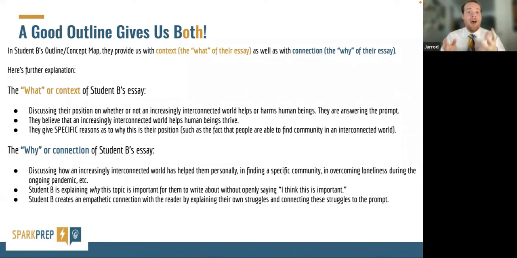Now, on top of that, another layer of their essay will be the why, or the connection of their essay. This is when the student discusses how this interconnected world helps them personally in finding a specific community, in overcoming loneliness during the ongoing pandemic, etc. Student B also explains why this topic is important for them to write about without openly saying, "I think it is important." You want your words to do the talking, but you don't have to necessarily be so overt that you say, "I think this is important because," or "this is my why."